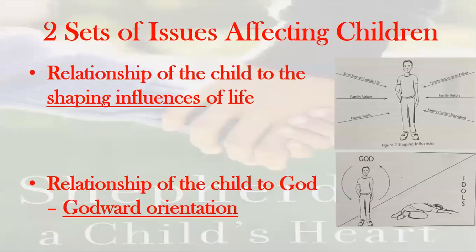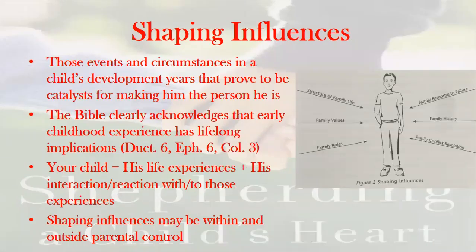So that's why we need to understand the shaping influences. We need to make sure that our children have the right shaping influences in their life. But we also need to make sure that their hearts are molded towards the right orientation towards God. And that connects back with what we talked about last week, which is, out of the heart come the issues of life. So these are the two things we're going to talk about today. And so let me talk about shaping influences first.